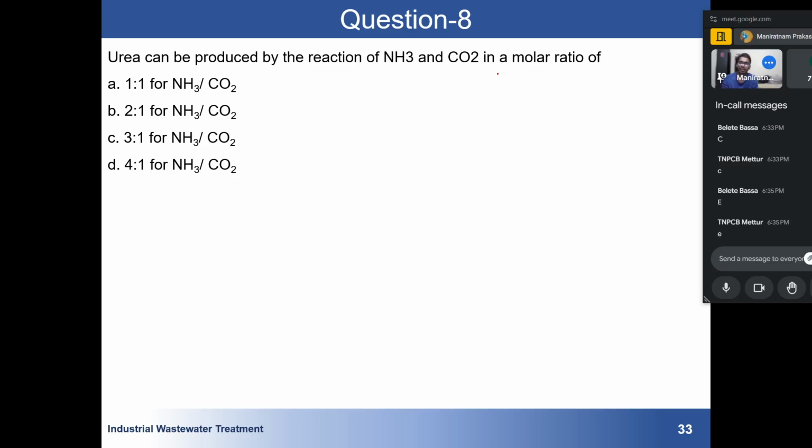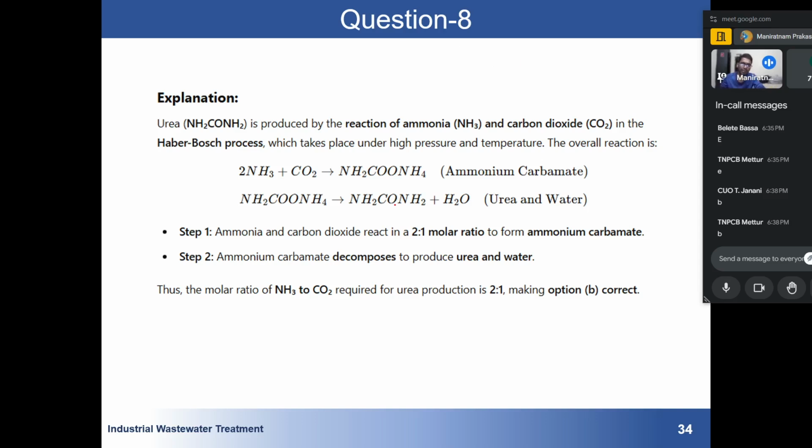Question number 8. Urea can be produced by reaction of NH3, ammonia, and CO2 in the molar ratio of... Yes, the correct answer is B, 2 is to 1 for ammonia and CO2, and this is the reaction which is there.